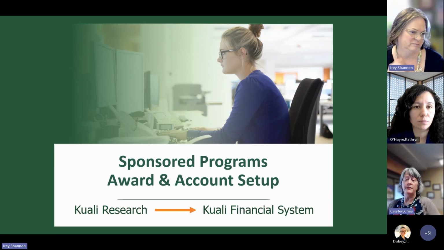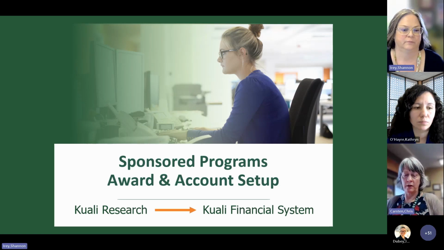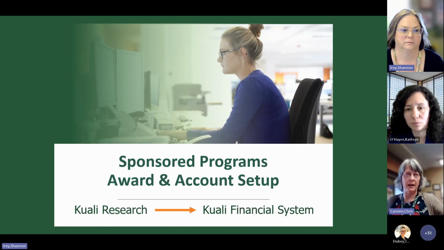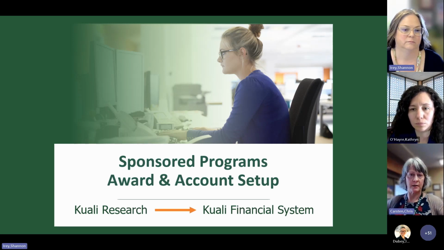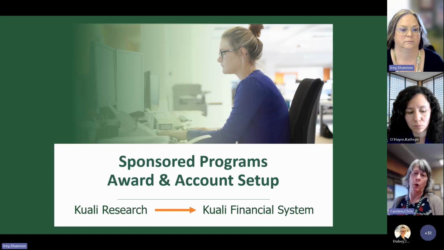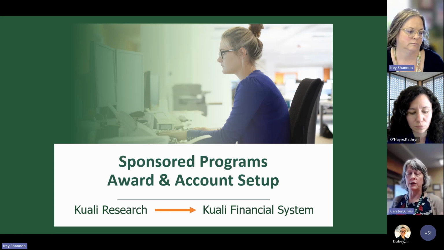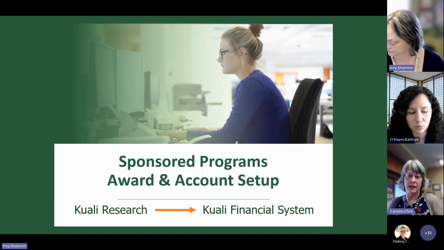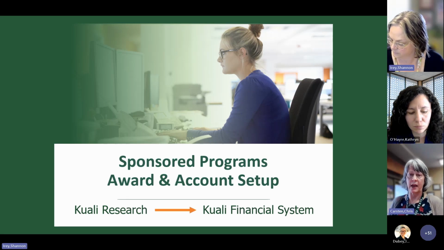Okay, so after we've done our intake of the award and it's moved through negotiation and we've accepted it, then we need to set up the KR award record in our system. And KR award is the Quality Research Award module that is the system of record for award data. We set everything up there, and then we push information to KFS that's required for the account setup. And over time, as anything changes in the award or the account, we change those indicators in KR award and push that information to KFS.